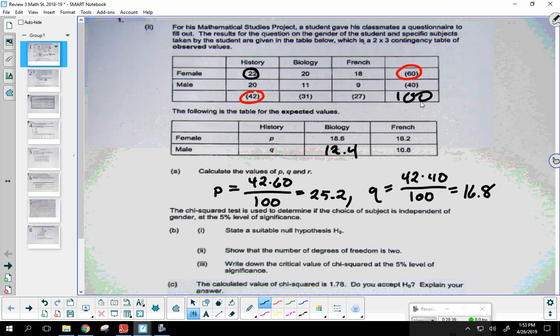So the chi-squared test is used to determine if the choice of subject is independent of gender at the 5% level of significance. So state a suitable null hypothesis. So what could we say here?